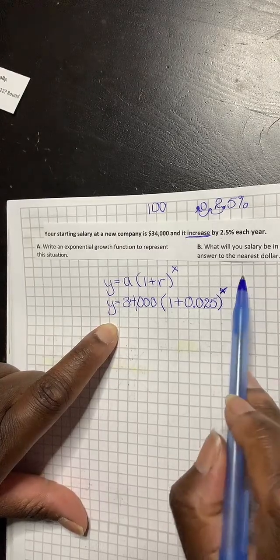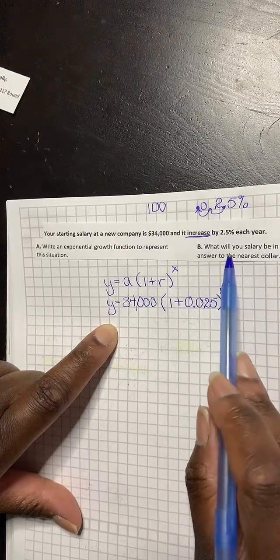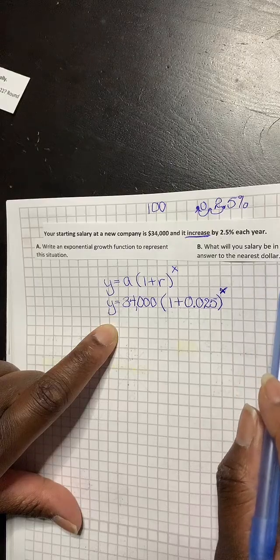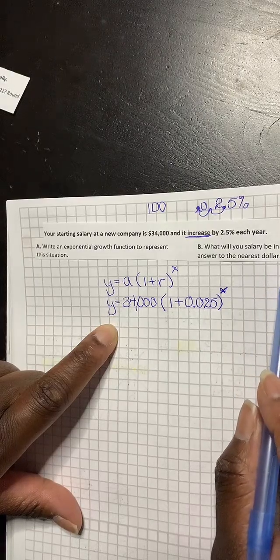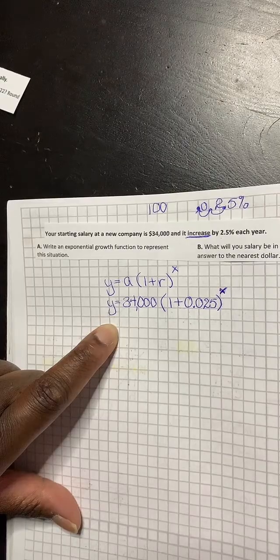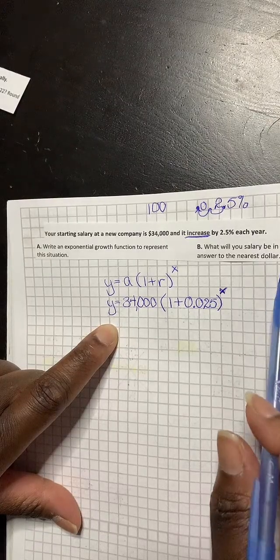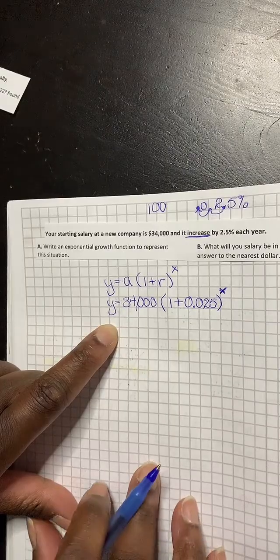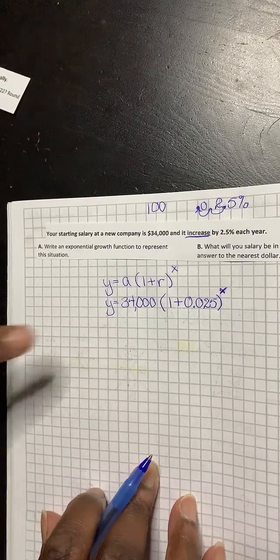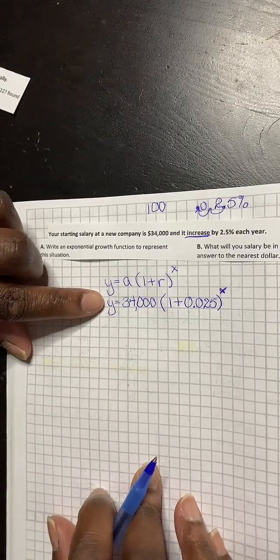So now part B asks, what will your salary be in 5 years? So if they want us to figure out what it's going to be in 5 years, where's the 5 going to go? They want us to know the salary is going to be in 5 years. Where is the 5 going to go in this equation that we just developed?